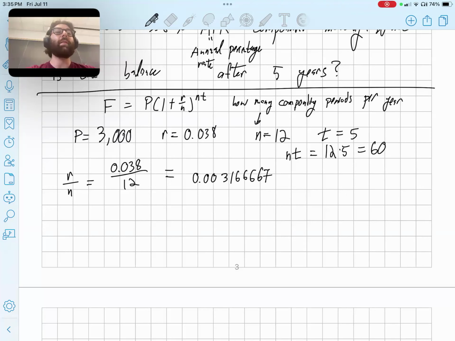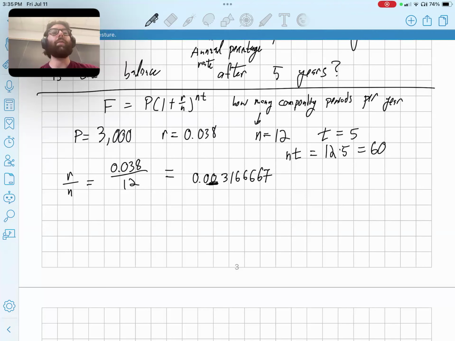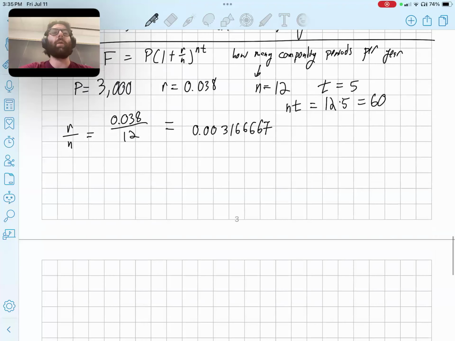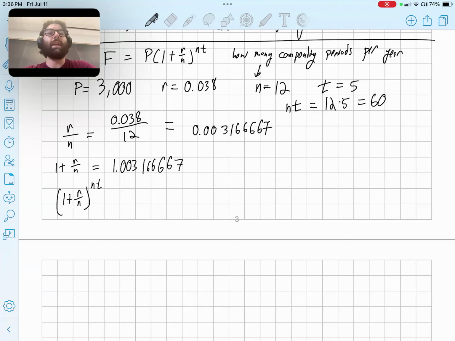Here, it's really important to round to 9 decimal places, partially because this is a very small number. If we just rounded to 2 decimal places, we would see this 0, we'd see the next one's a 3, and so we would round down and just round it to 0. But this is very much not a 0 number, and that will change our answer quite a bit. So now 1 plus R over N is 1.003166667.